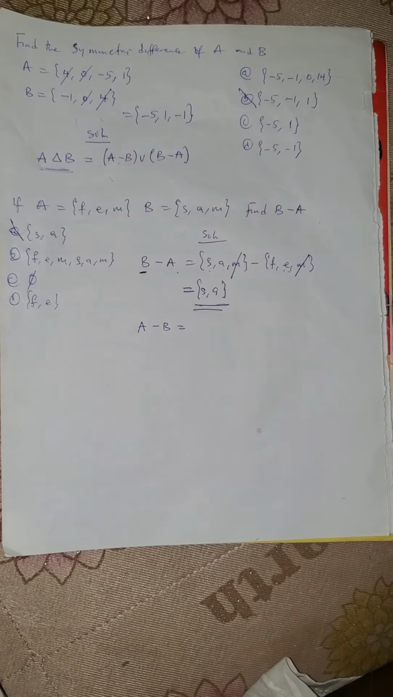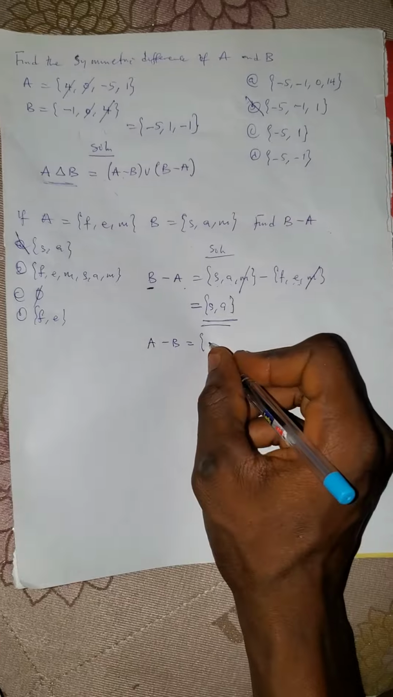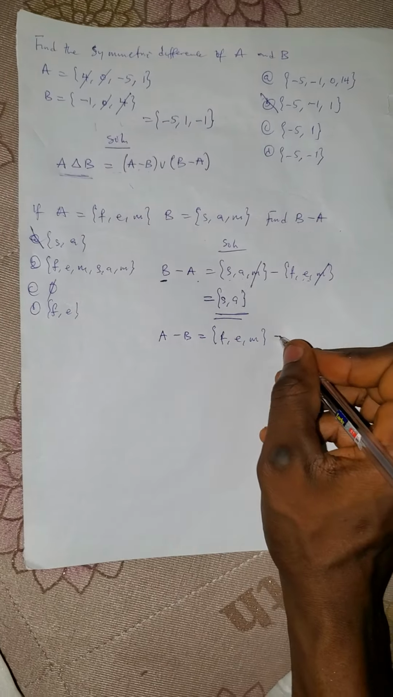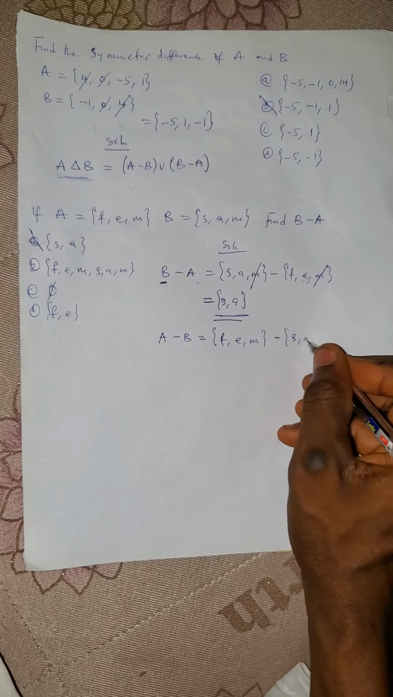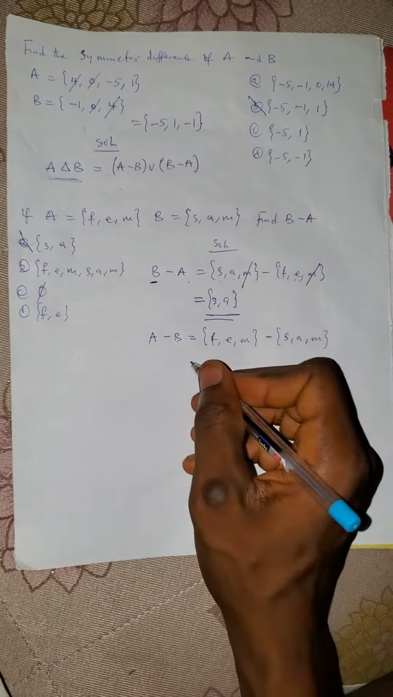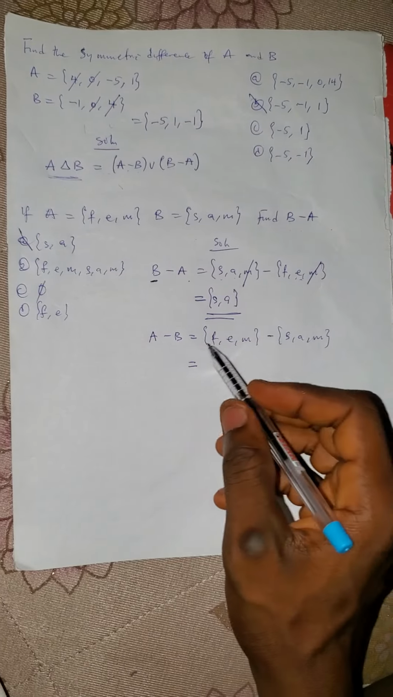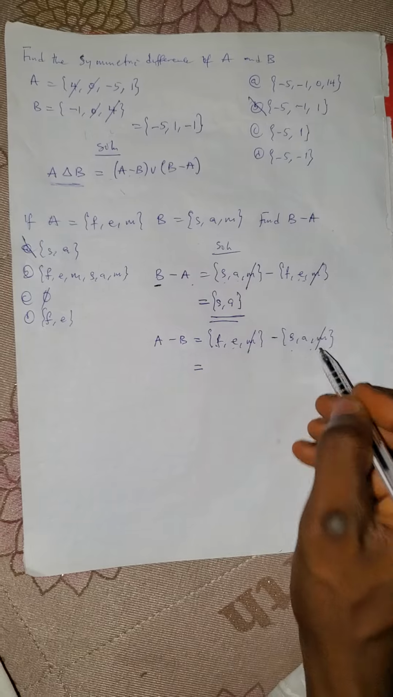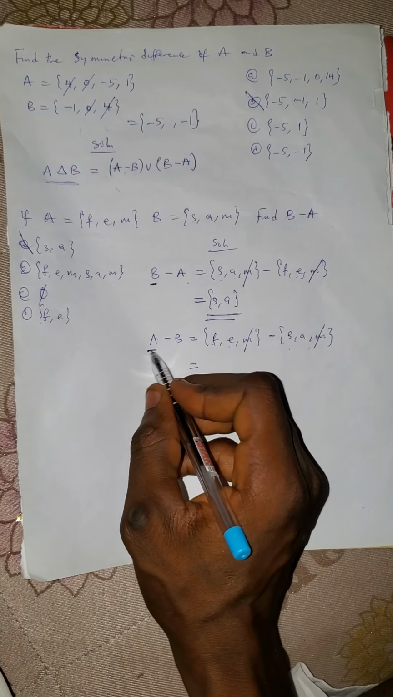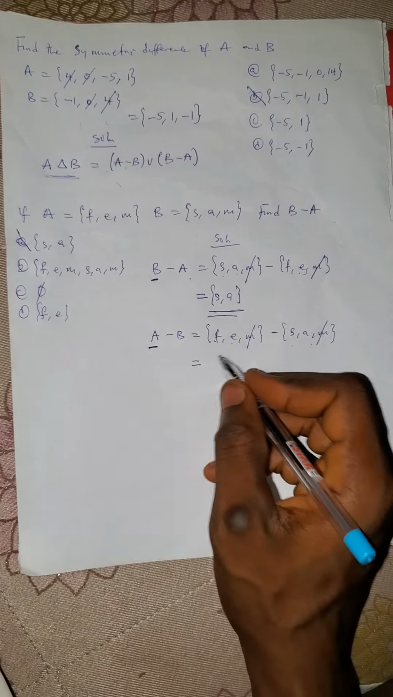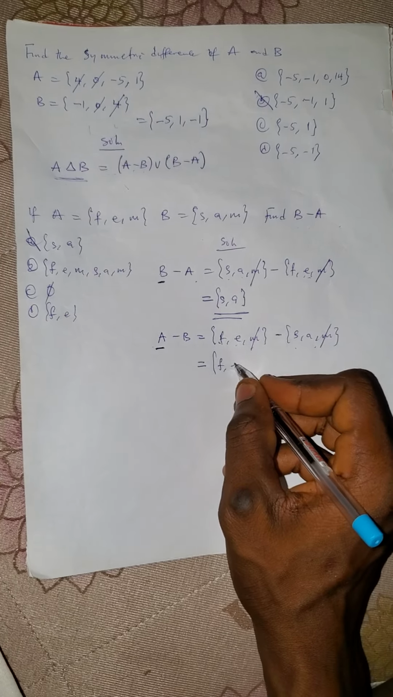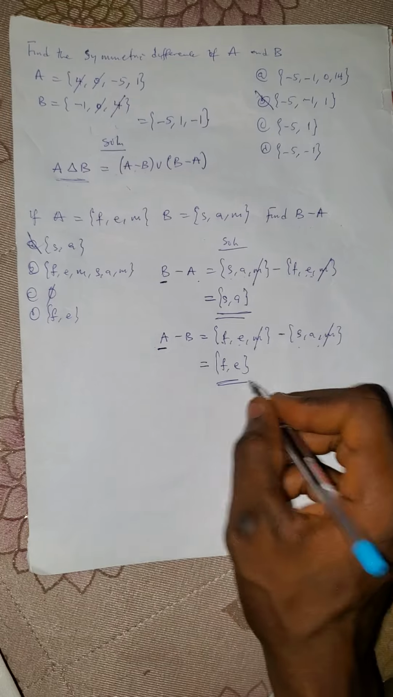So imagine they ask us to find A minus B now. What's your A first? A is F, E, M. Then minus what's our B? S, A, M. So A minus B will now be, F is there, is F here, no. E is there, is E here, no. M is there, M is also here. Your A minus B will now be the remaining elements in your first set. And our first set here is A. So what is the remaining element? F and E. So that's the answer.